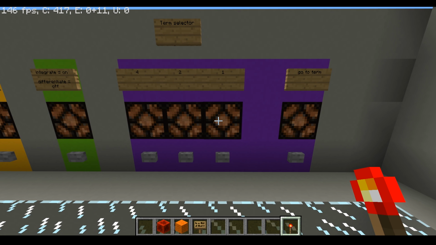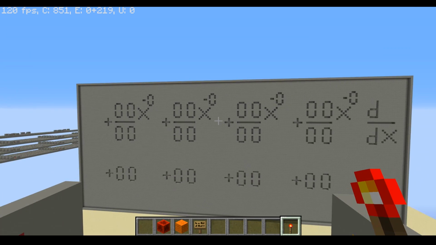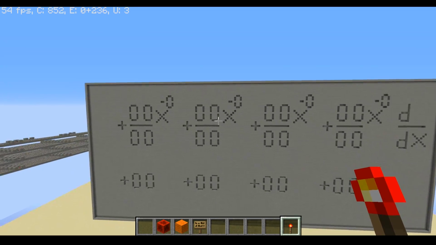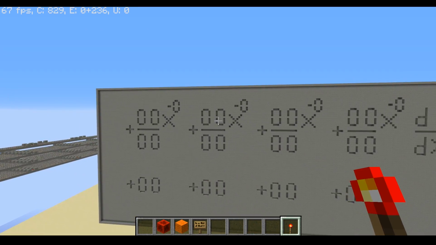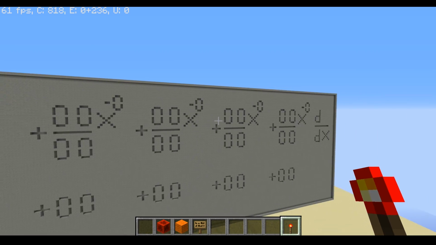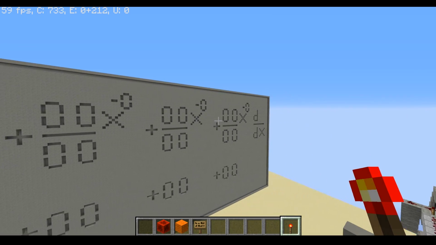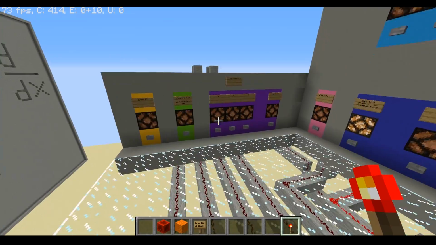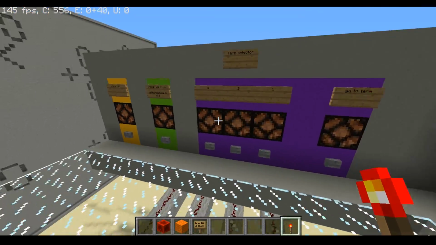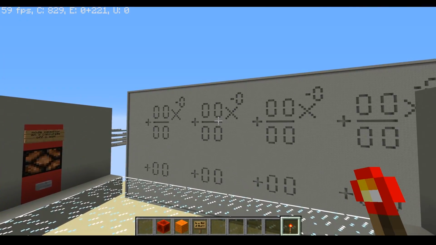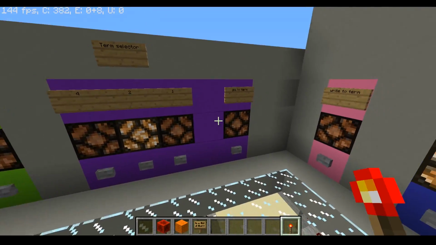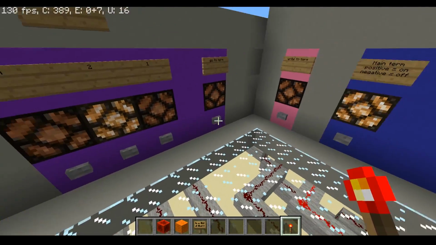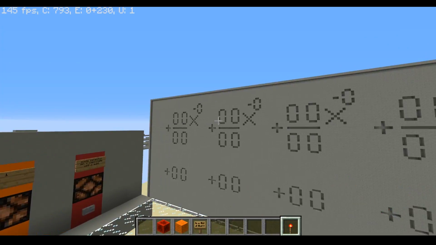The next section is the term selector. Each term has its own ID, so the first term would be 001, the second would be 010, the third would be 011, and the fourth would be 100. If you want to select just, say, the second term, then you would type in 010 and then click go to term, and that will allow you to edit that specific term.